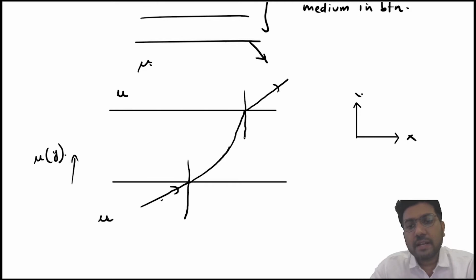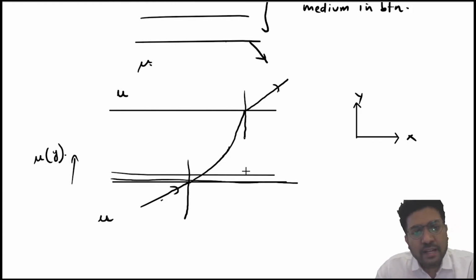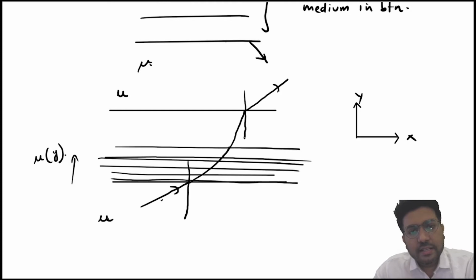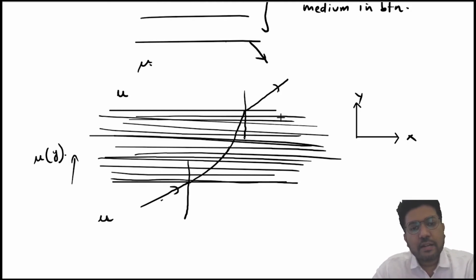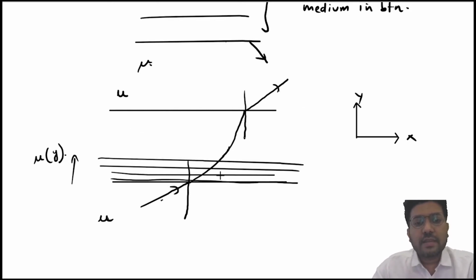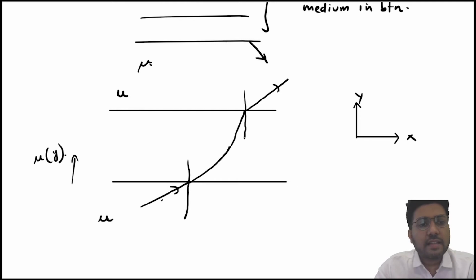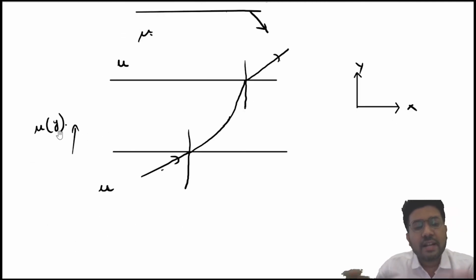So if the medium is same, it means, see, here mu is varying with y, so you can treat this as infinite number of parallel interfaces, right? There is infinite number of parallel interfaces here. So if there is infinite number of parallel interfaces, that means what? That means that this is same case as the above case. Here there was countable number of interfaces, here there are infinite number of interfaces.